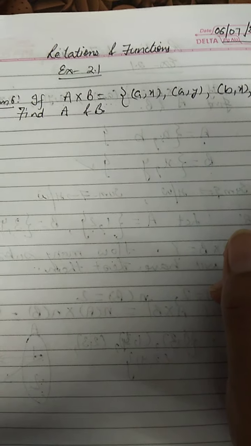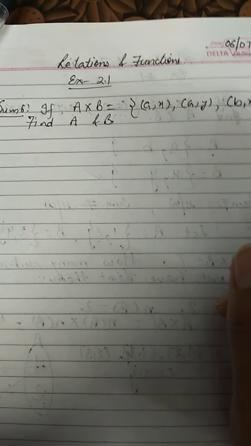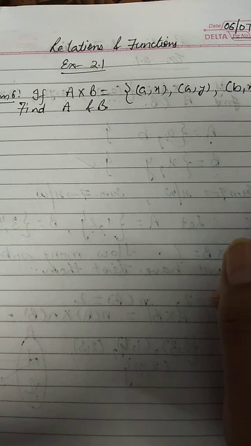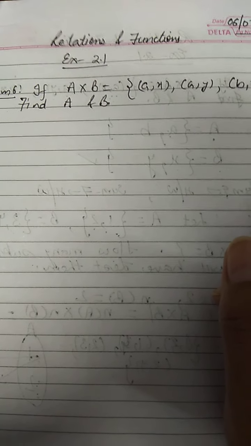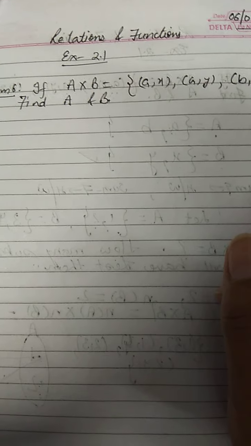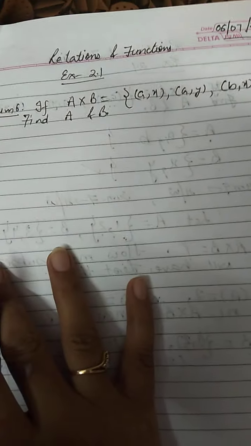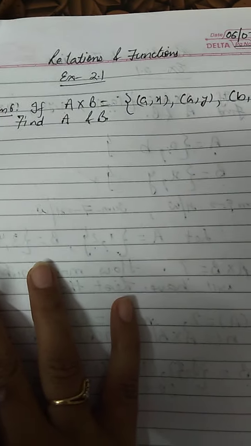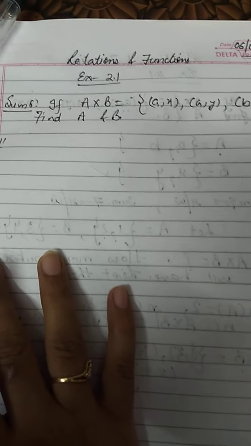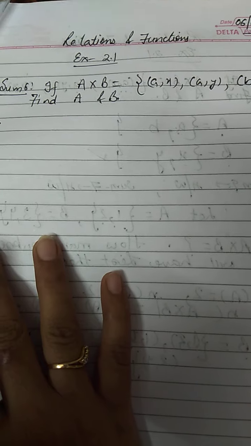Good morning, class. Today we will continue with the concept that we started in the previous class, the chapter Relation and Function. In the previous class, we discussed the Cartesian product of sets, right? And we have done till sum number 5 of exercise 2.1. Now we will start with sum number 6.